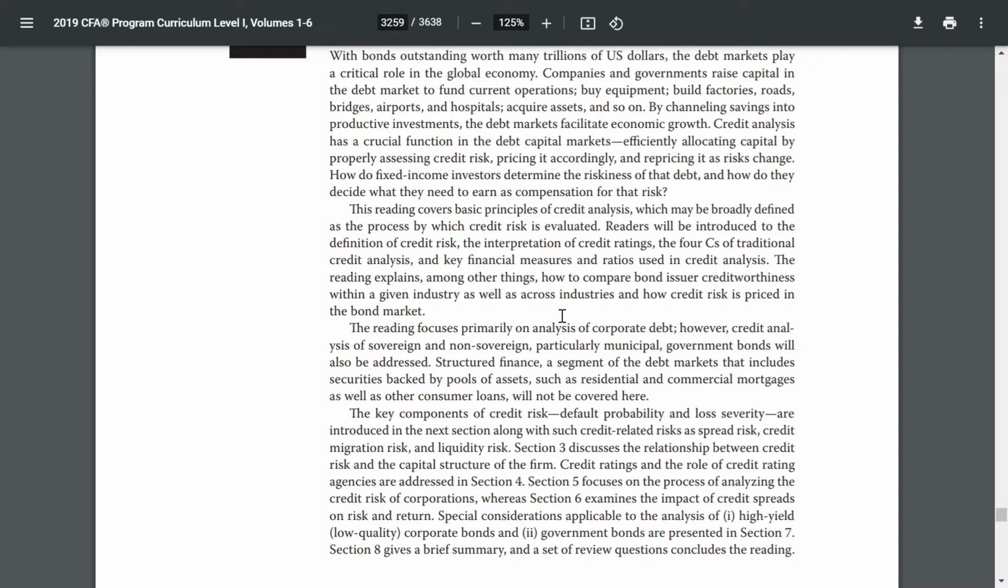The reading focuses primarily on analysis of corporate debt. However, credit analysis of sovereign and non-sovereign, particularly municipal, government bonds will also be addressed. Structured finance, a segment of the debt market that includes securities backed by pools of assets such as residential or commercial mortgages or asset-backed securities, as well as other commercial loans, will not be covered right here, right? Because we covered it two chapters ahead. We covered it, I believe, in reading 53.